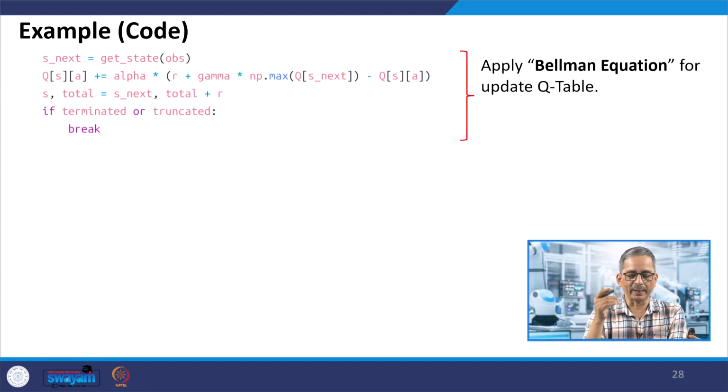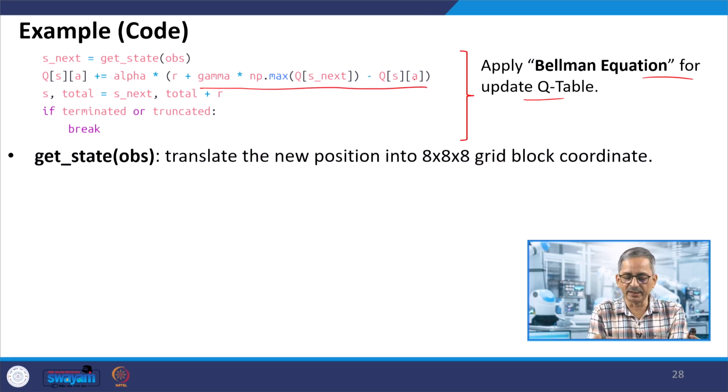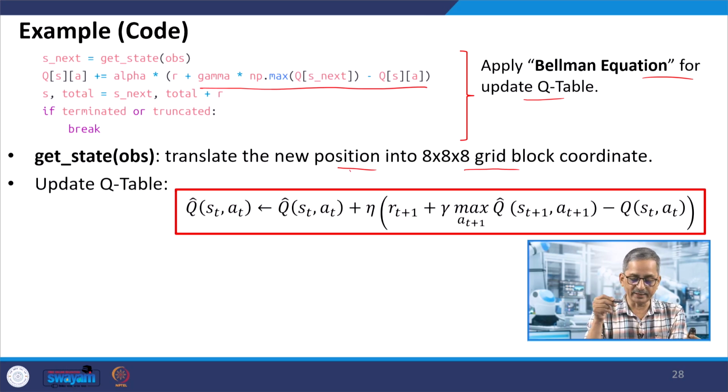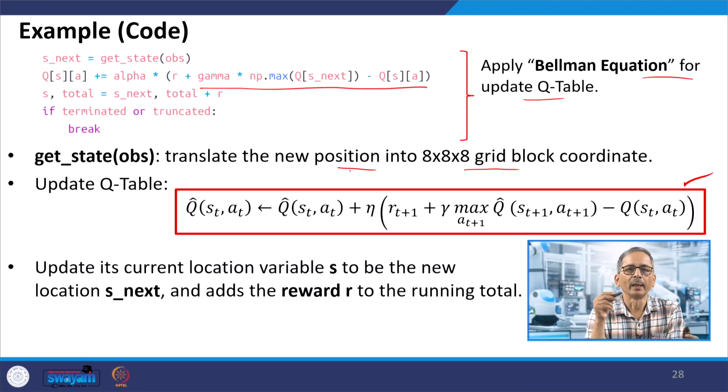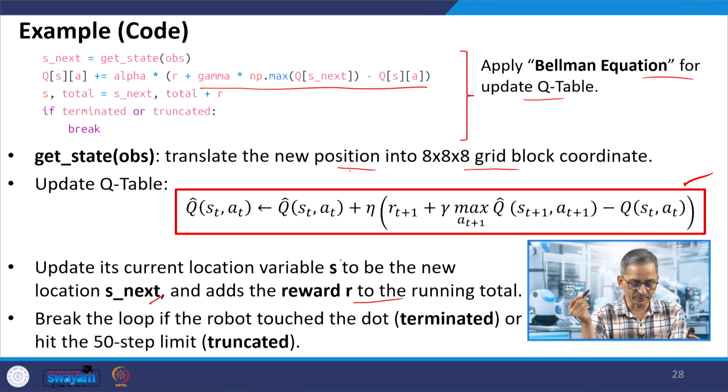Then we apply the Bellman equation for updating the Q table. Here you can see that. We get the state, that is, translate the new position into the 8 cross 8 cross 8 grid block coordinate. We update the Q table using the equation we have seen previously, update the current location variable to the new location, and add the reward. We break the loop if the robot touches the dot, or terminated, or hits the 50 step limit.